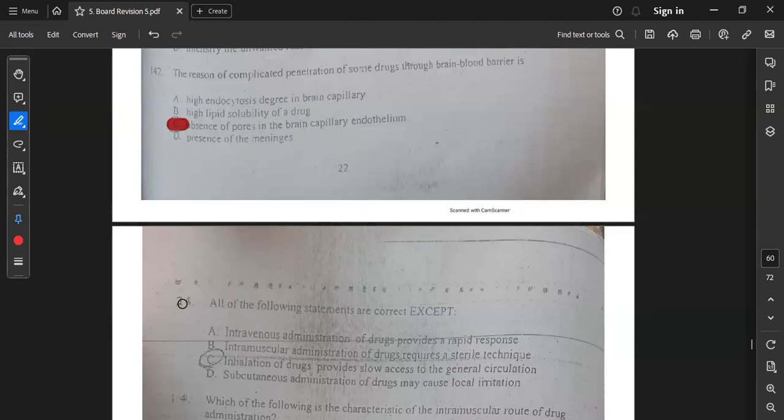What about the endothelial cells, microglial, and pericytes? And astrocytes also. Okay. Astrocytes are a type of glial cells.